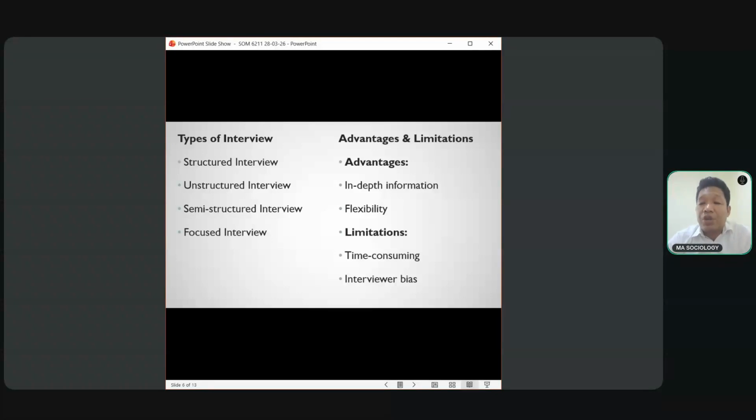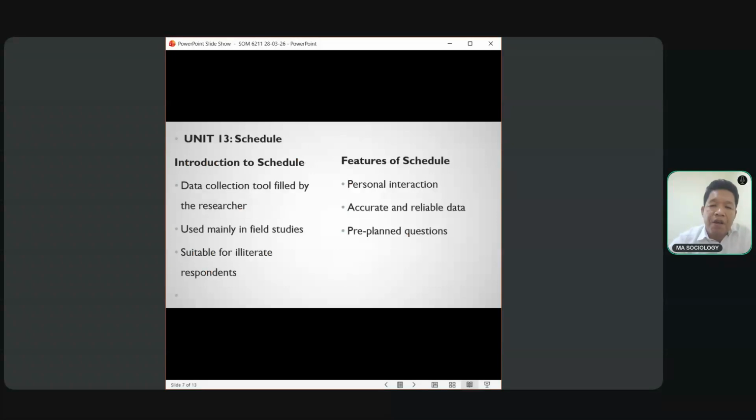Okay, advantages and limitations. The advantage is that it gives in-depth information. It is also flexible. However, the limitation is that it is time consuming and sometimes, due to the interacting process of meta-narratives or open-ended questions, there may be a bias of the interviewer while doing a study on a particular given topic. Now, coming to schedule, you know that it is a collection tool filled by the researcher.